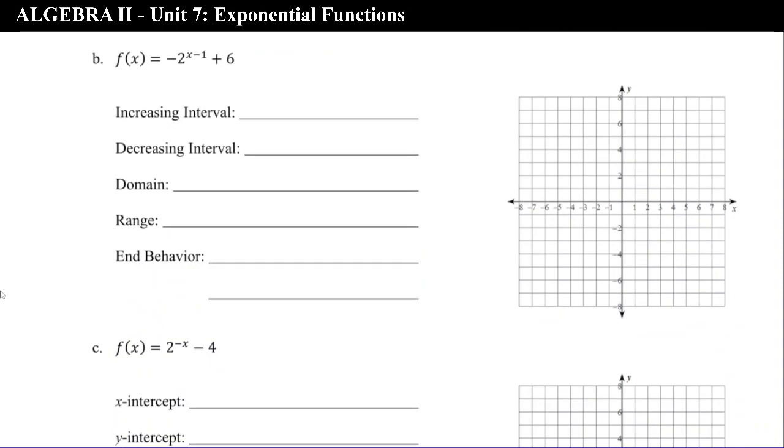All right, let's take a look at b. So again, we're going to move our axes based on our translations. So we're going to the right 1, so that happens here. And we're going up 6, which places our axis here.